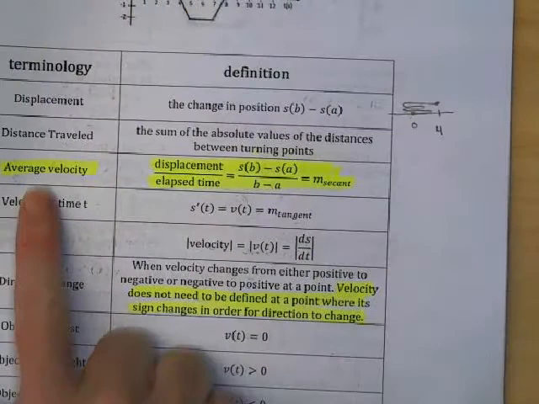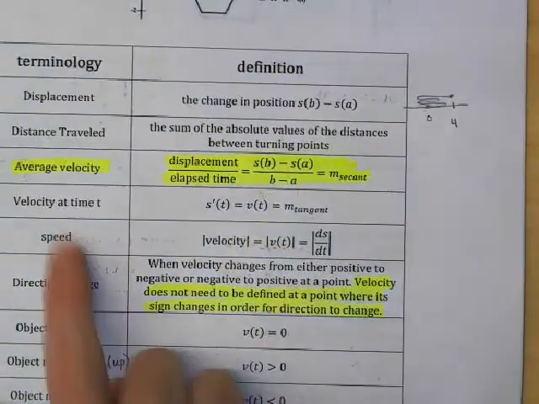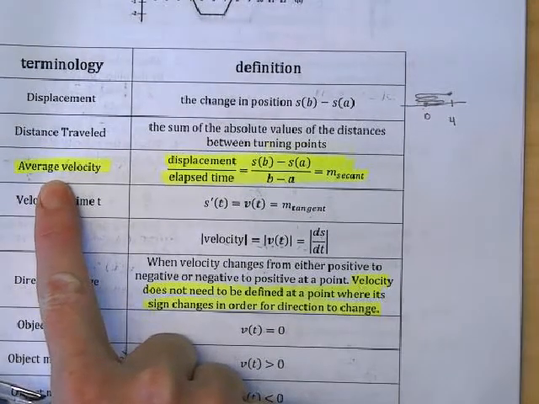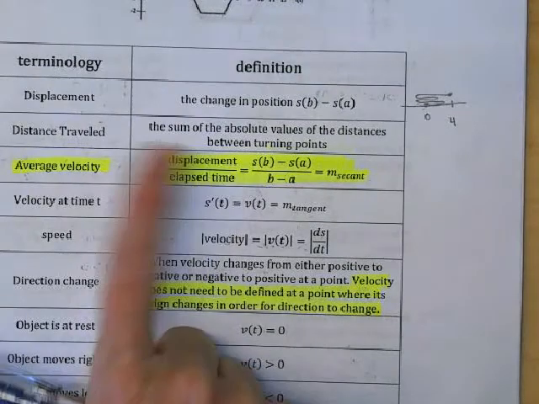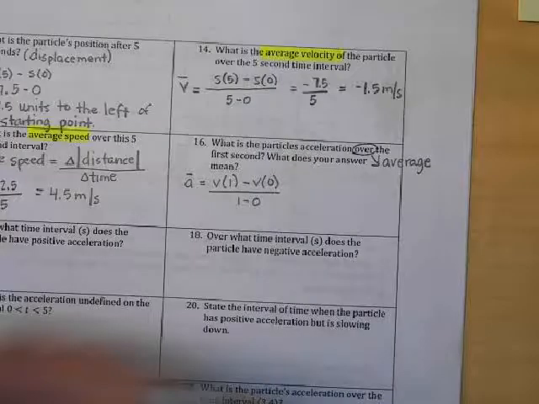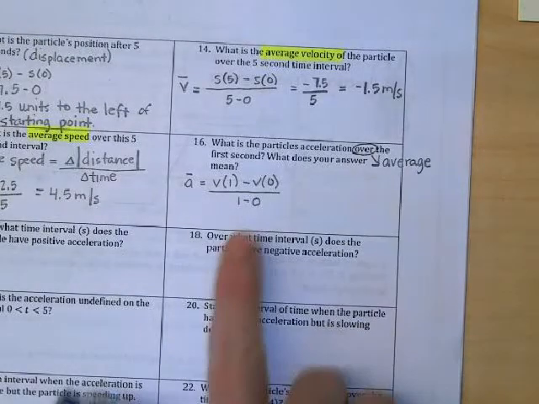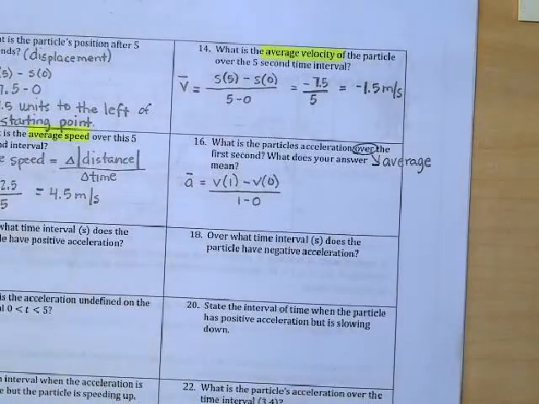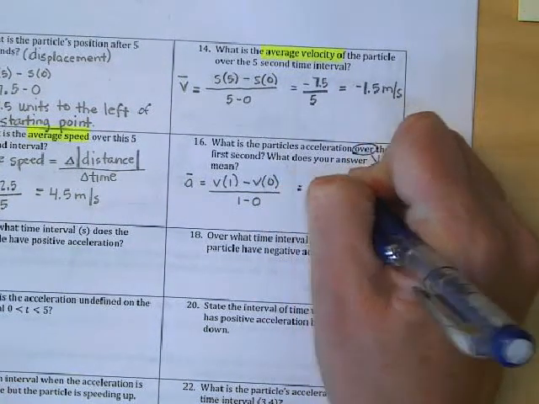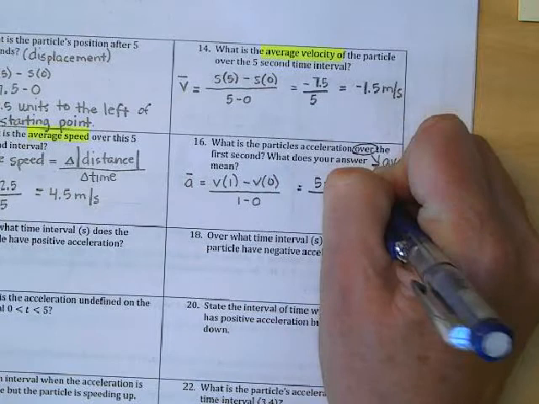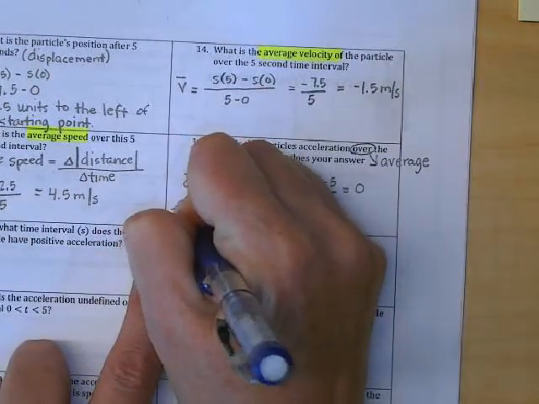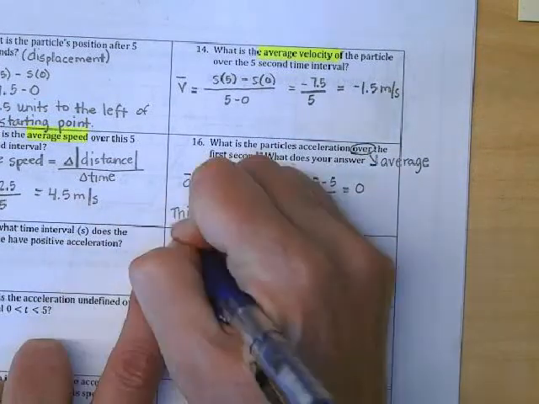We have average velocity, but we did not have average acceleration. I want you to see how average velocity was change in position. Average acceleration is change in velocity. So we're going to write it like that. And v of 1 is 5, v of 0 is 5, which is 0. This means that the velocity is constant.